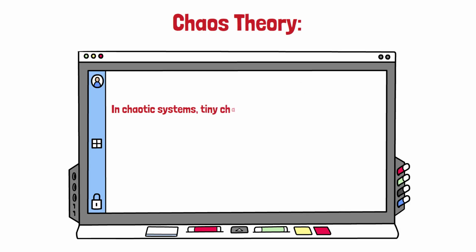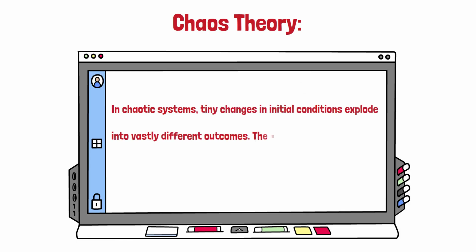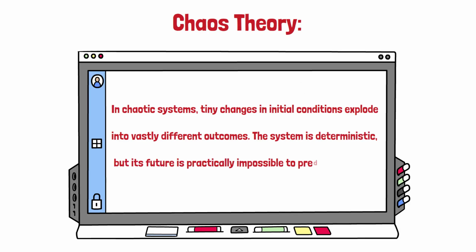Chaos theory. In chaotic systems, tiny changes in initial conditions explode into vastly different outcomes. The system is deterministic, but its future is practically impossible to predict.